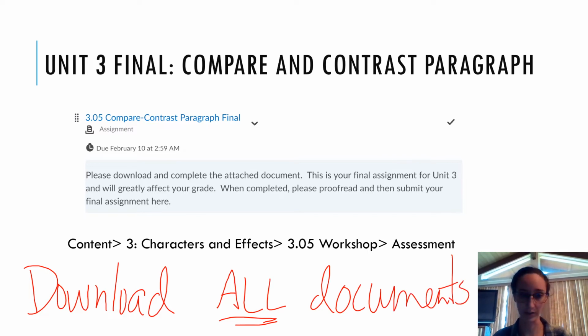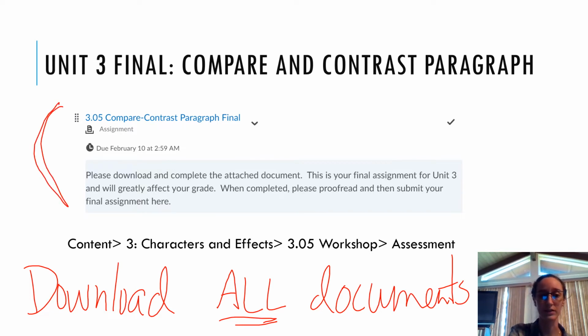Download all documents. So this is the final. There are other things that you need to download, like the planning document, the sample. There's a sample heading that you can use. But this is the final that you see on my screen. This is the compare and contrast paragraph final. And you can see over here it's due February 10th.